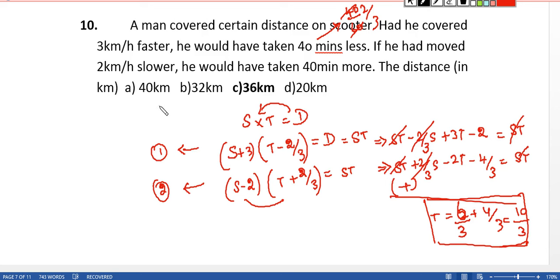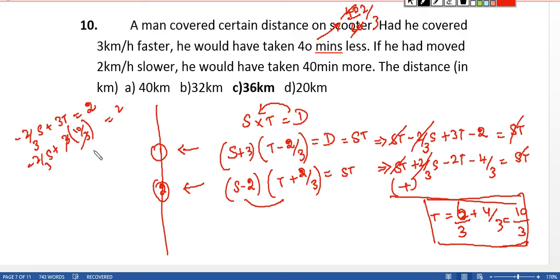Okay, let me jot down the equation here. Minus 2 by 3s plus 3t is equal to 2. I'm substituting time equal to 10 by 3. 3 into 10 by 3 is equal to 10, so plus 10 equal to 2. If this 10 goes to the other side, it will be minus 8. Minus 2 by 3s equal to minus 8, and so the speed is nothing but 4 by 3.